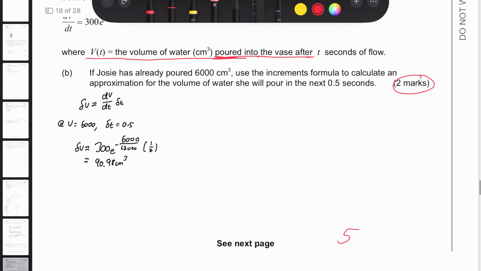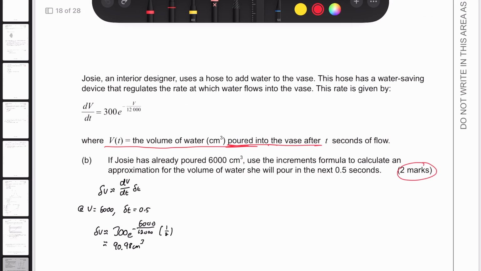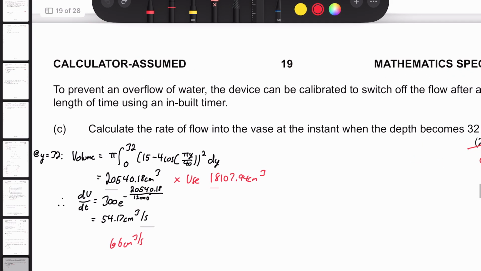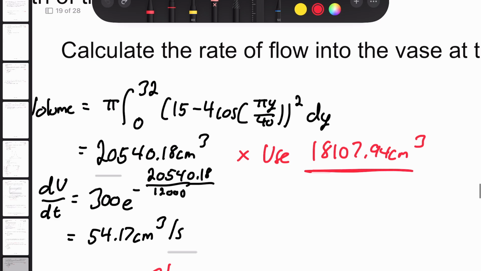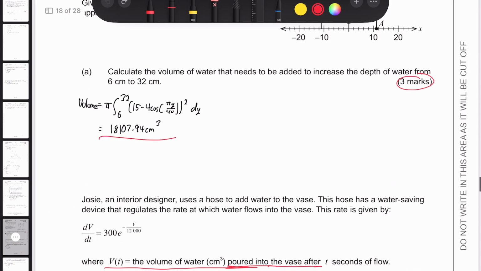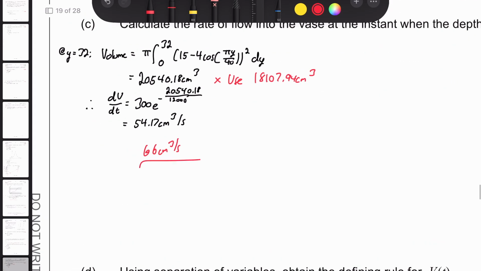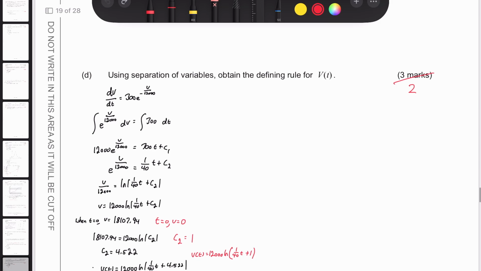Then going down here, I should have read the definition of VFT. It's not the total volume, it's the volume poured into the water after some flow. So here I got it wrong because I should have used, when the depth becomes 32 centimeters, because then you would have added what we calculated in A here, you would have got 66. I didn't even give myself a follow through because I thought I didn't really understand.